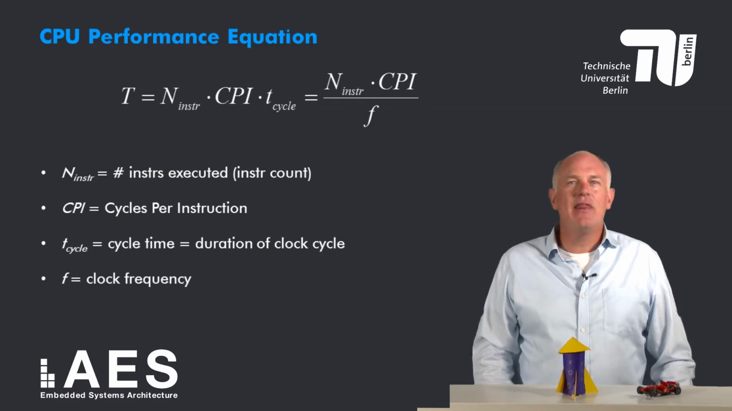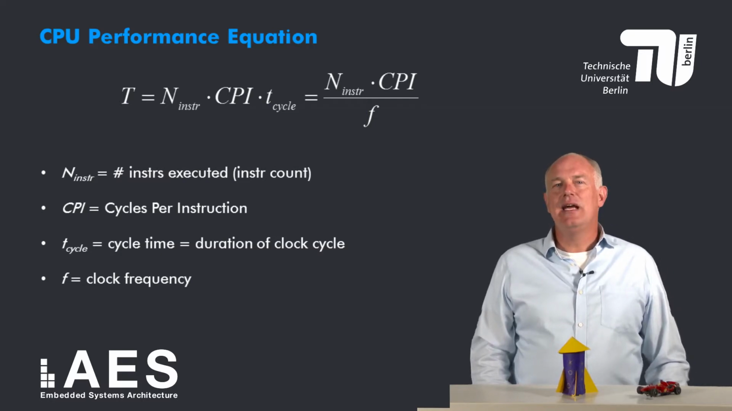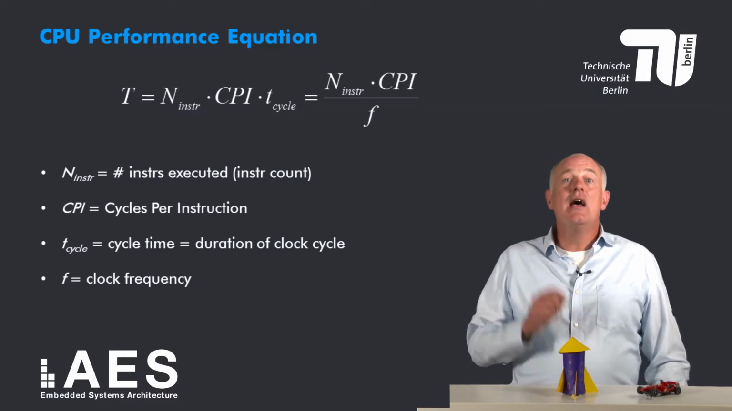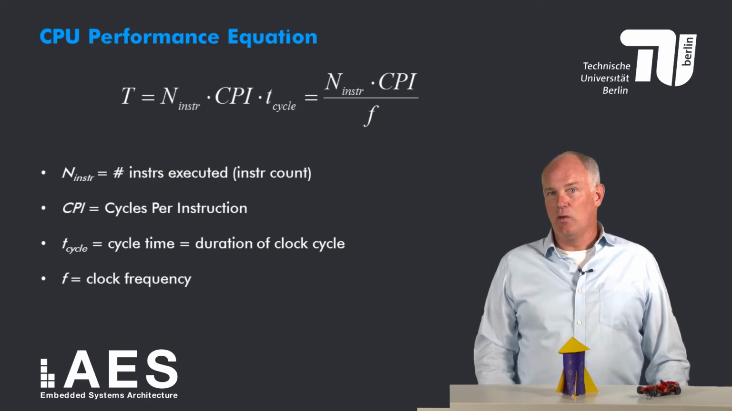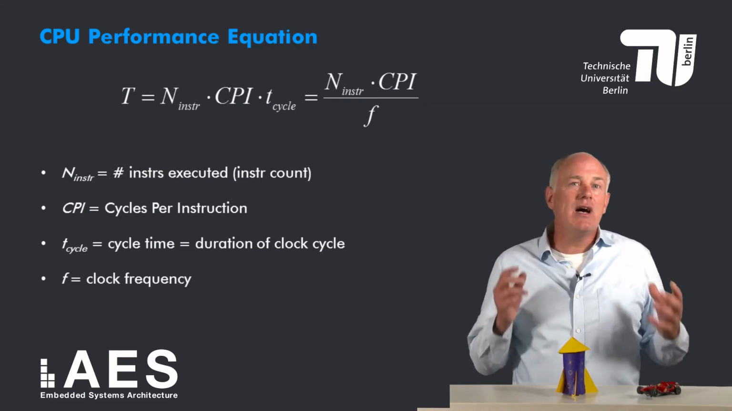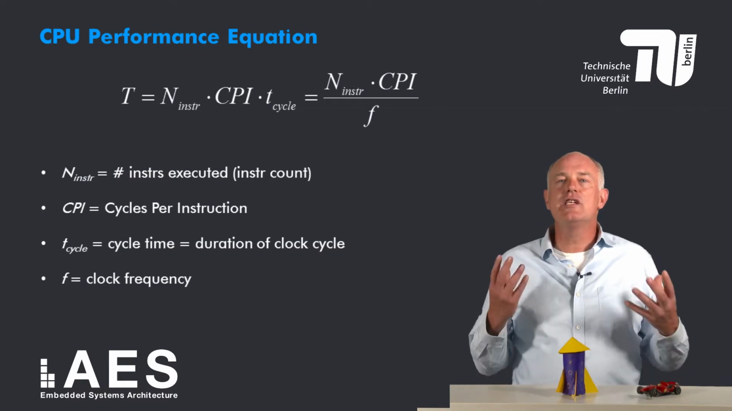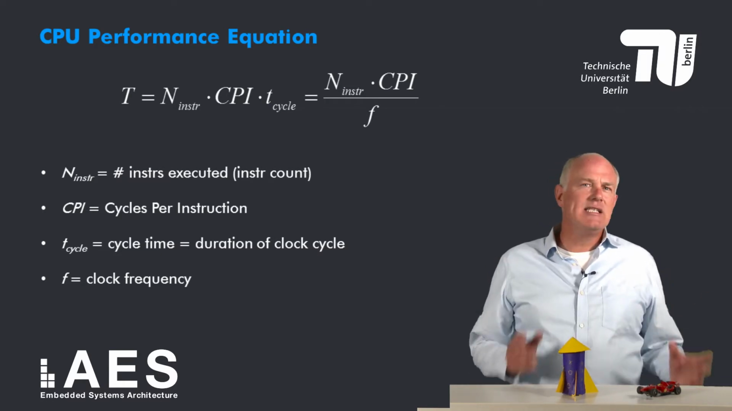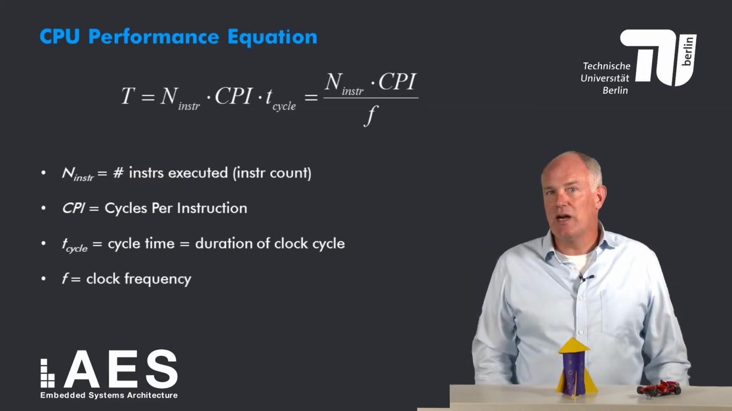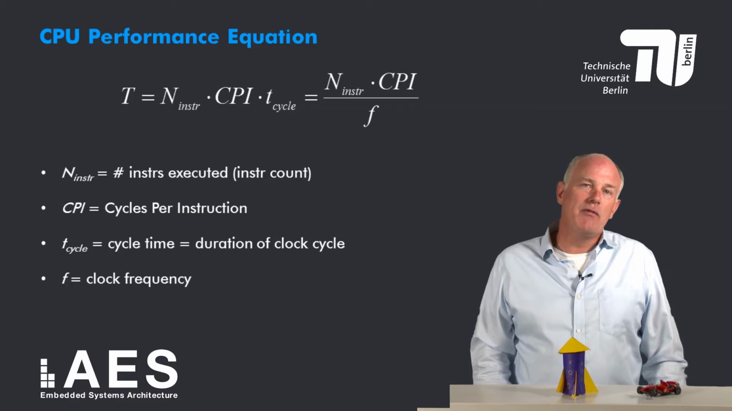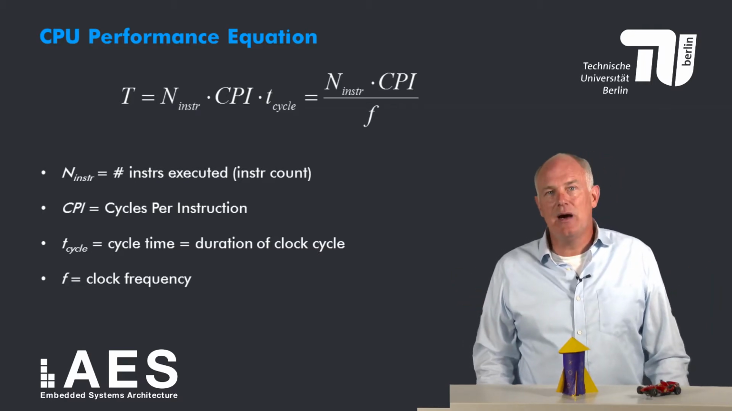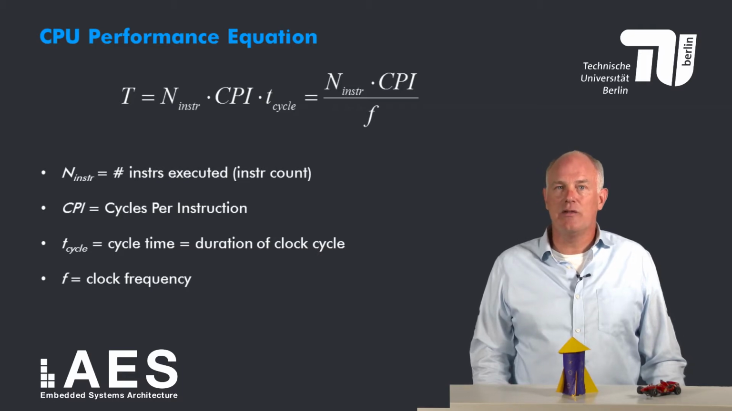It states that the time taken by a program is given by the number of instructions executed by the program times the average number of cycles per instruction, or CPI, times the time taken by a clock cycle, or the cycle time. Since clock frequency is the reciprocal of the cycle time, this is equal to the number of instructions, which is also called the instruction count, times the CPI divided by the clock frequency.